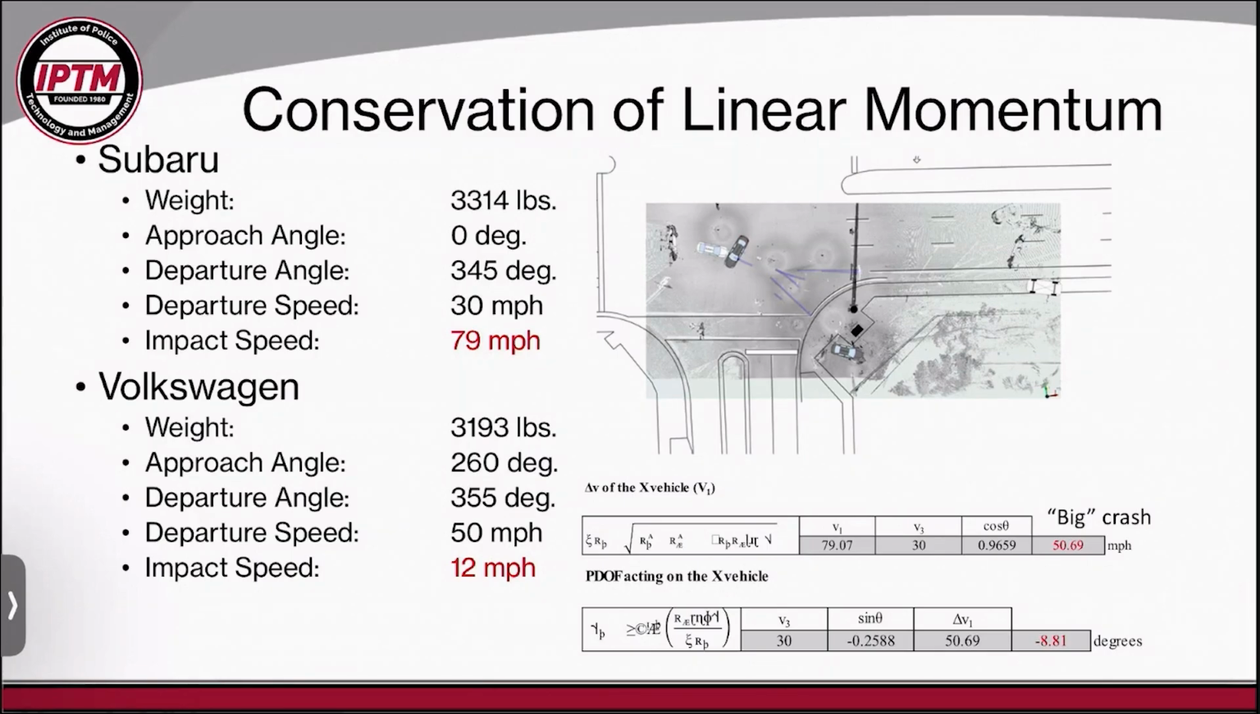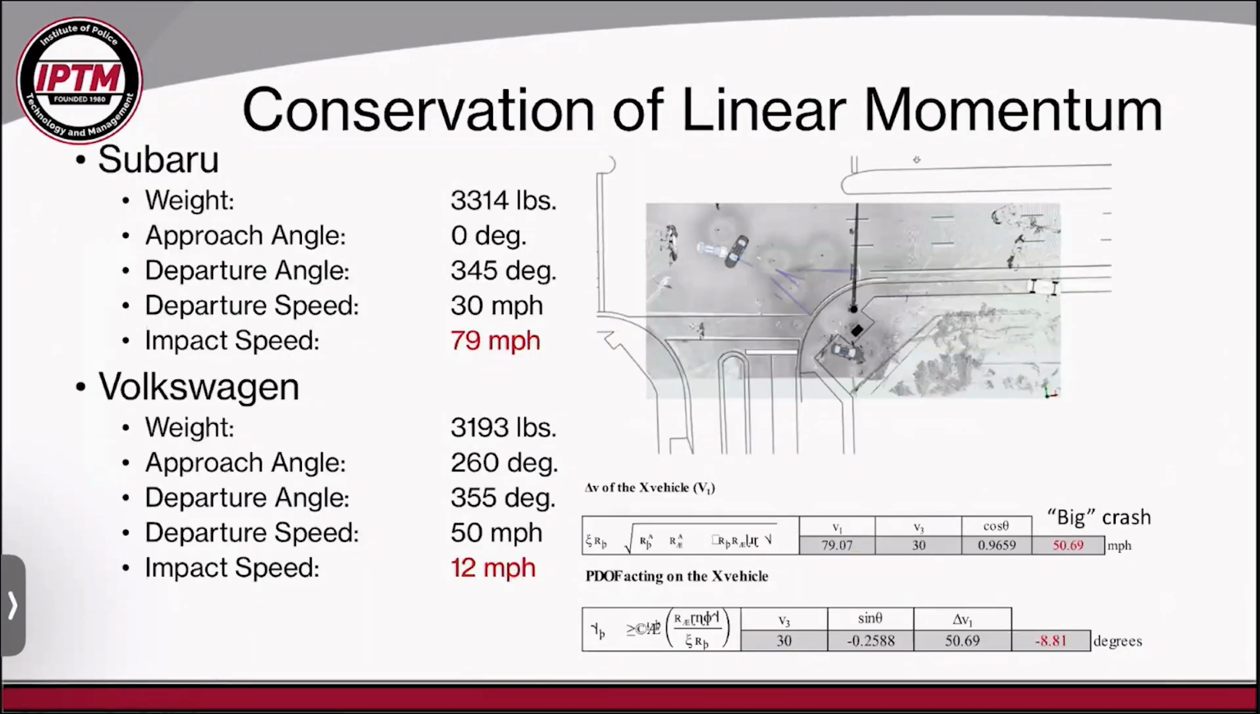What you see here off to the right-hand side of the screen is, based on these numbers and this conservation of linear momentum analysis, we calculated a delta V for the Subaru to be somewhere in the area of about 50. You could even round that up to 51 if you wanted to, with a PDOF of negative 8.8. So if you want to look at that, around 8 or 9 degrees. And remember the negative when we're talking about principal direction of force. All that's going to tell us is that it's going to be to the left of center in this case.